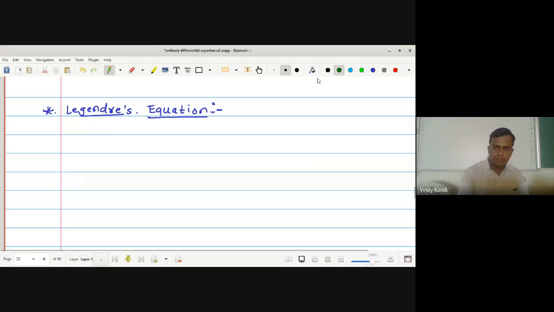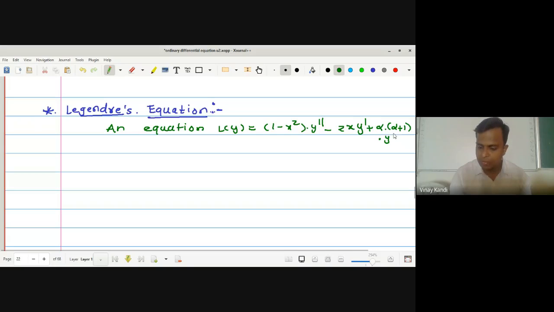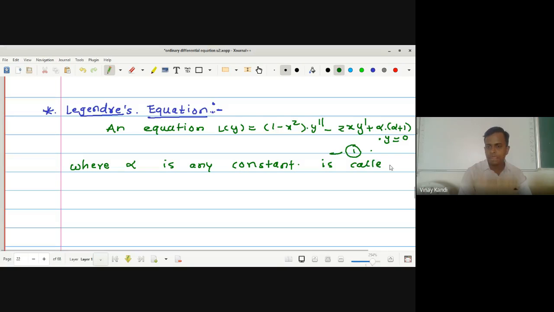Okay, an equation L of y is equal to 1 minus x square into y double dash minus 2xy dash plus alpha into alpha plus 1 into y, give this equation number 1, is equal to 0, where alpha is any constant. It's called Legendre's equation.